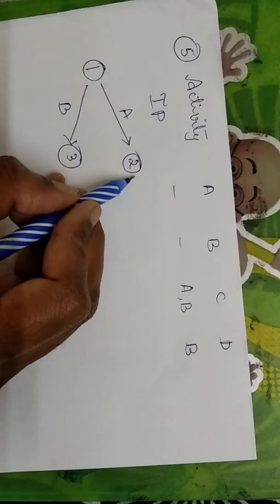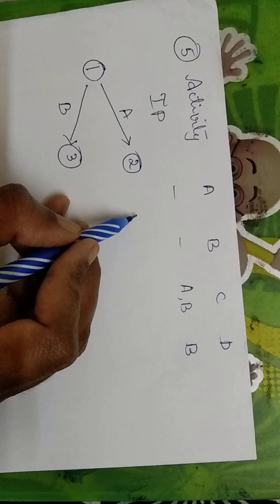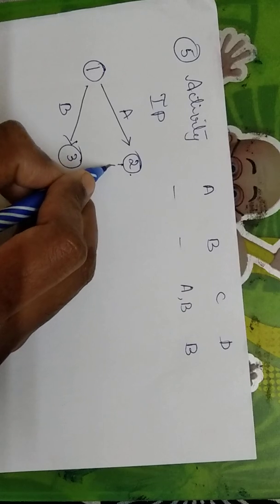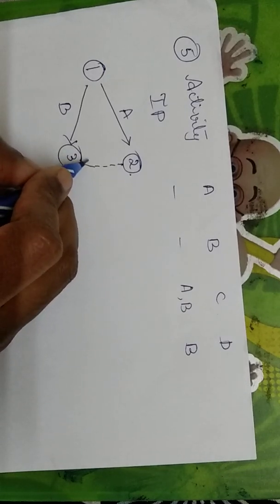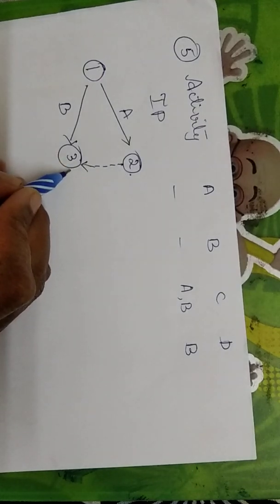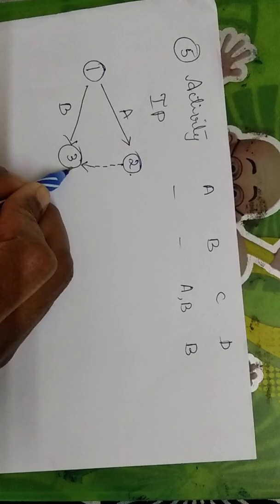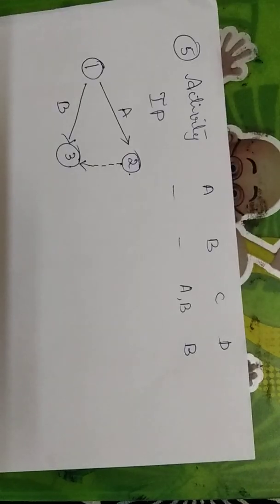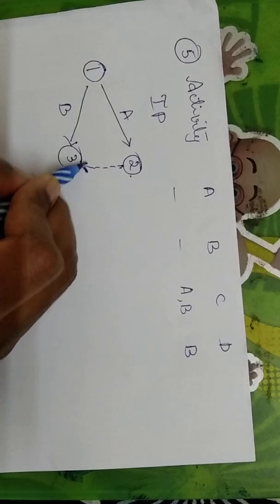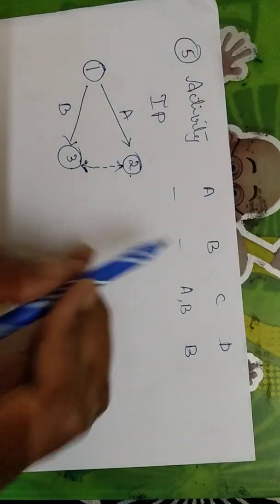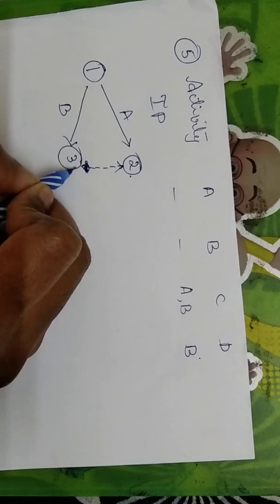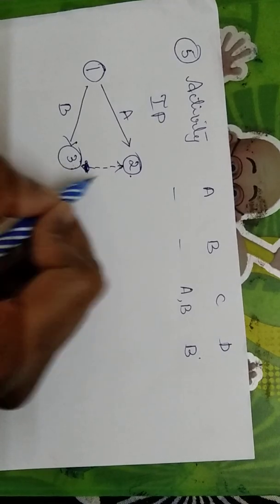Now if I draw a line from here, for the C activity it would mean that only 2 is completed. So what I can do is draw a dummy line either from 2 to 3 or from 3 to 2. Here I cannot draw from 2 to 3 because for the D activity only B has to be completed. So I cannot put an arrow mark here. I have to put the arrow mark from 3 to 2.